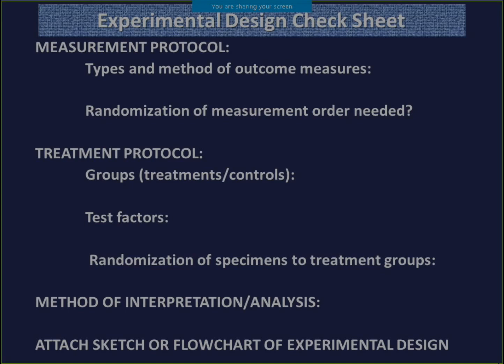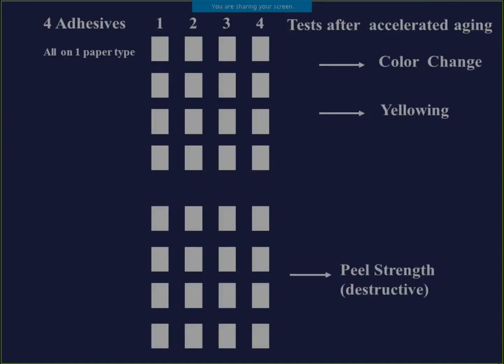And sketching out the design of an experiment that you're reading about in the published literature, I find also is helpful, because it'll help you better understand exactly what they did and how they carried out the work. For example, here's a sketch for a simple experiment that was comparing the aging performance of 4 adhesives. Each experimental unit here is defined as a sheet of paper with adhesive applied. 4 replicates were desired for each adhesive.